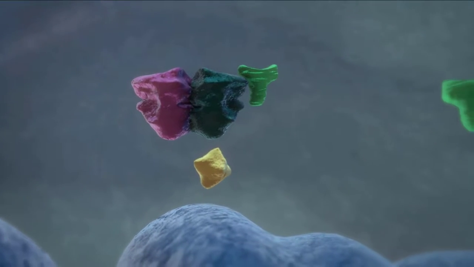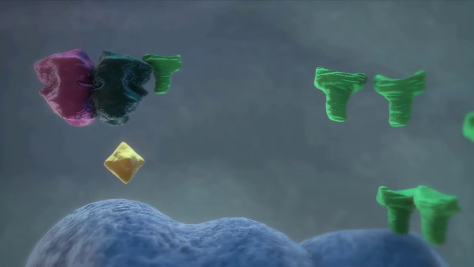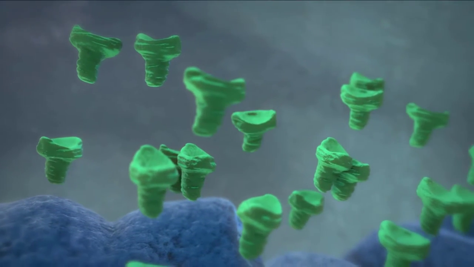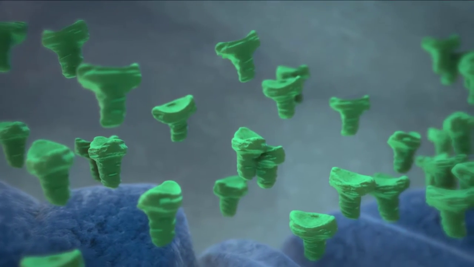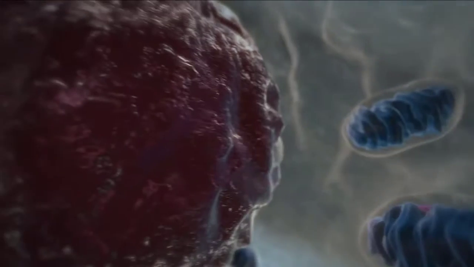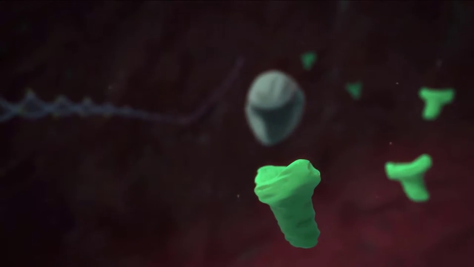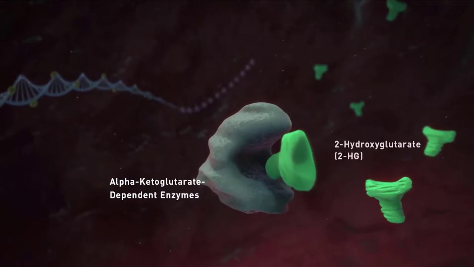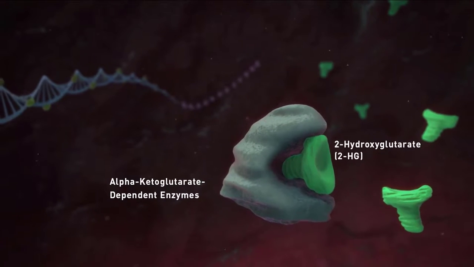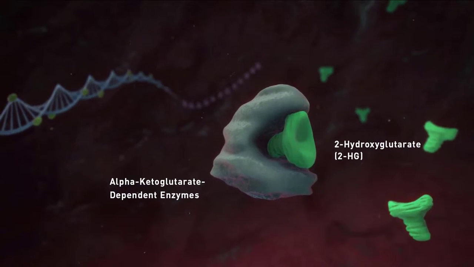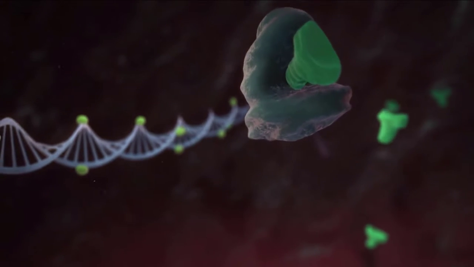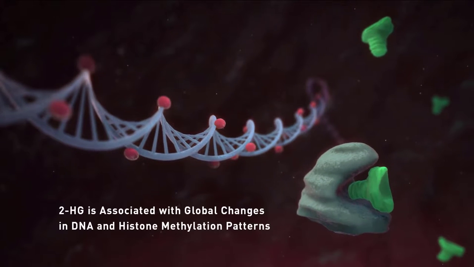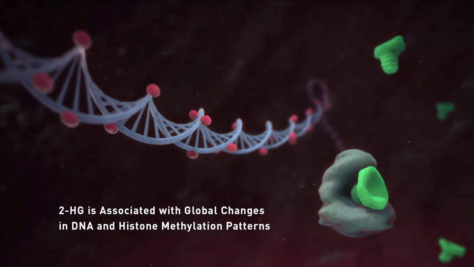This leads to an accumulation of 2-HG levels within the cell. The excess production of 2-HG can disrupt the function of cytoplasmic and nuclear alpha-ketoglutarate-dependent enzymes. This disruption occurs because of the chemical similarity between 2-HG and alpha-ketoglutarate. 2-HG binding to alpha-ketoglutarate-dependent enzymes prevents their ability to demethylate DNA and histones. Therefore, elevated levels of 2-HG are associated with the abnormal methylation of DNA and histone proteins.